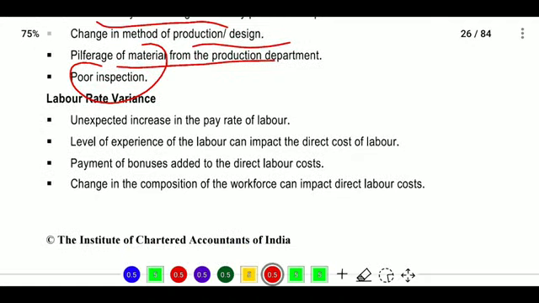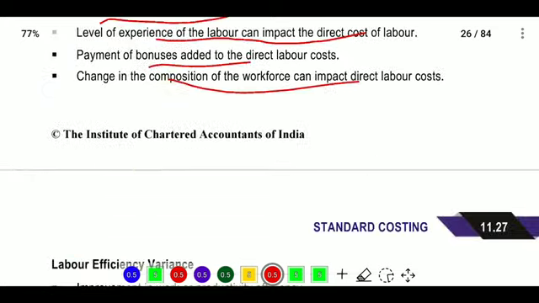Next, labor rate variance. Why does labor rate variance come? Unexpected increase in the pay rate of laborers. So if labor goes on strike and wants more wages, then we will have to pay more wages, and our labor rate variance will come. Next, level of experience of labor can impact. If a senior executive has more experience, he will work faster and produce more quantity in less time. If you take new employees, you will incur more cost. Next, payment of bonuses added to the direct labor cost. Next, change in composition of the workforce can impact direct labor cost.